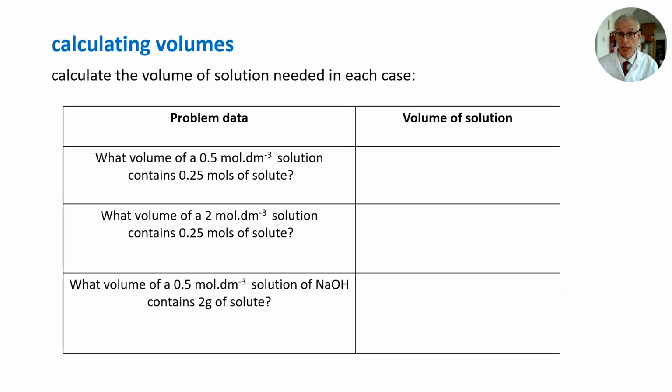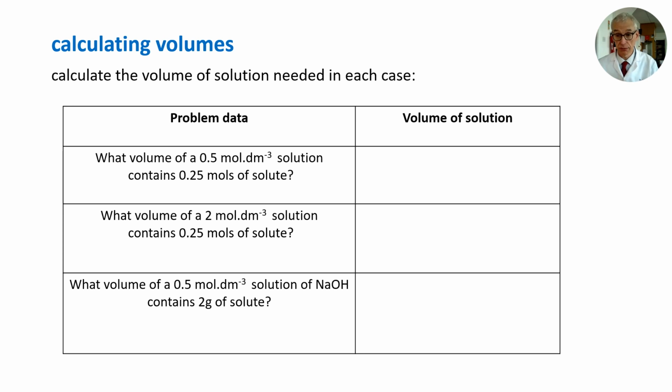And to complete the set, we'll do some volume calculation given a concentration and a number of moles of solute. So slightly different presentation. What volume of 0.5 mole per decimeter cubed solution, so that's the concentration of the solution, contains 0.25 moles of solute? So what volume of 0.5 mole per decimeter cubed solution contains 0.25 moles of solute? And similar problems. Pause, complete, come back to check.